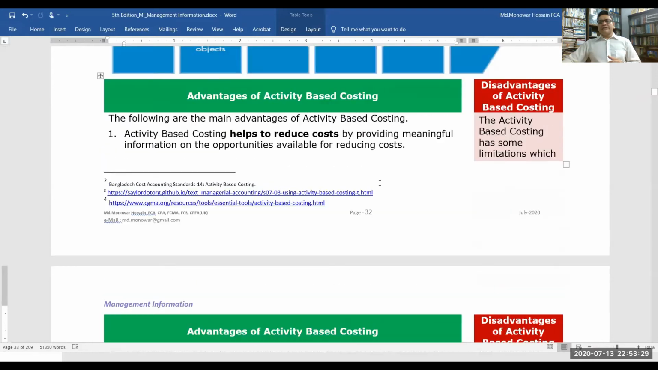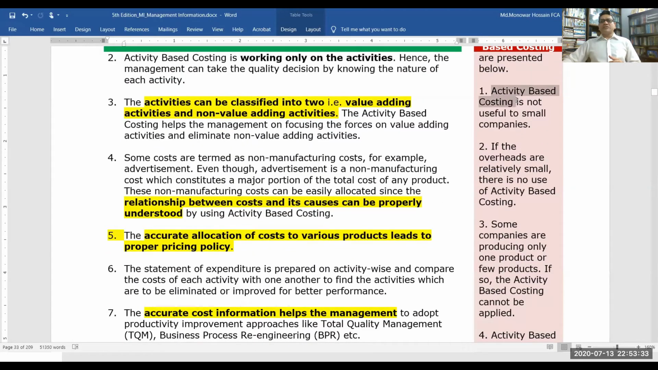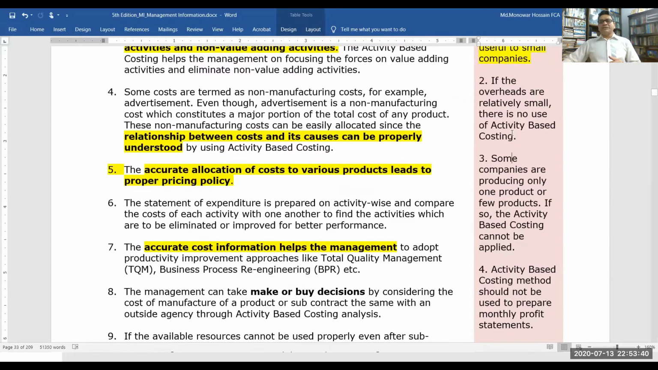And so what would be the negative? The negative is that activity-based costing is not useful to small companies. Not useful to small companies.